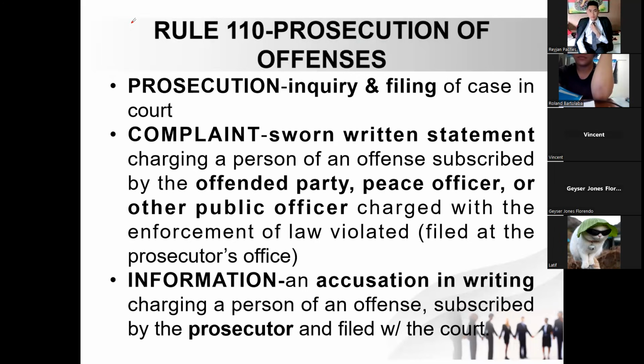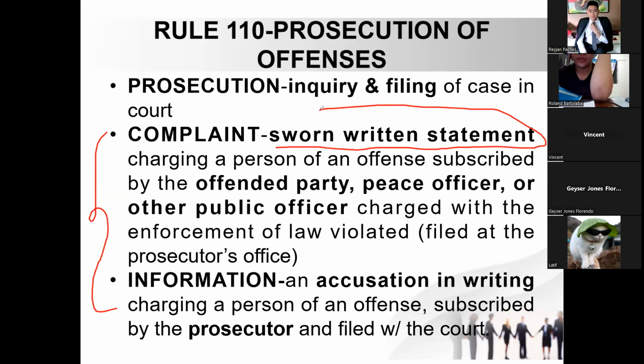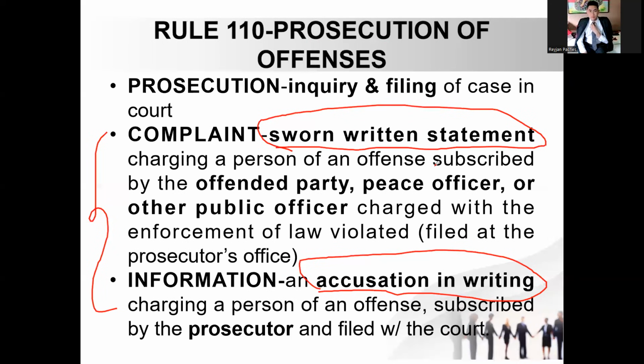Pag sinabi natin complaint, class, of course, na palagi ko itong dinidiscuss, tandaan nyo lang yung term na sworn written statement. Ibig sabihin, ito yung sinumpaang salaysay. Okay? While ang information naman, it is an accusation in writing. So again, pag sinabi natin complaint, it is a sworn. Kaya diba, sworn is nanumpa ka. You take oath. Okay? So that's why ang complaint is a sworn written statement. While ang information naman, class, it is an accusation in writing.